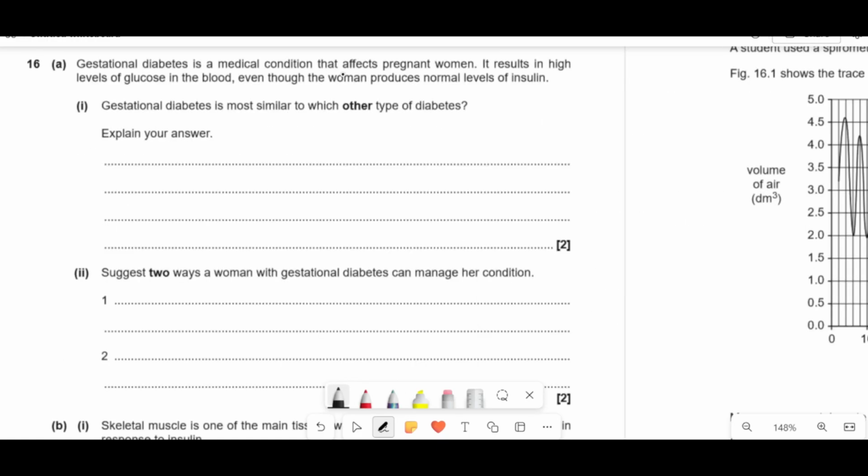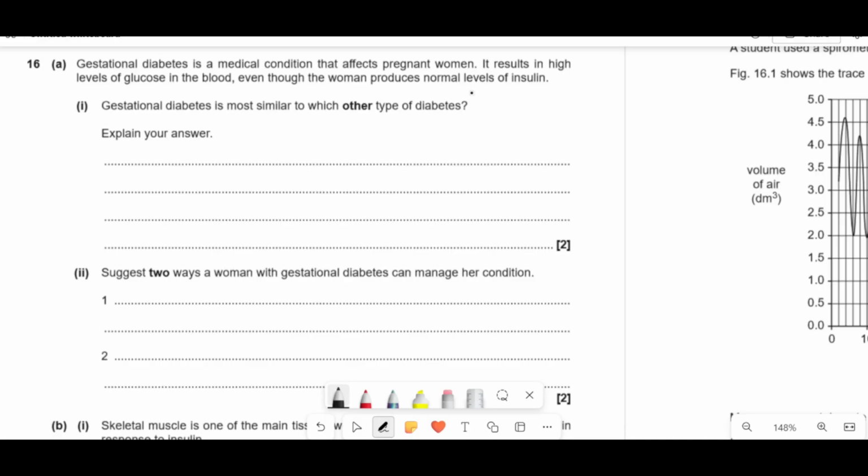Gestational diabetes is a medical condition that affects pregnant women. It results in high levels of glucose, even though they're producing normal levels of insulin. Which type of diabetes is this most similar to? So type 1 is where you are not producing insulin at all, because your beta cells have been attacked by your immune system, whereas type 2 is where you're still making insulin, but your cells are not responding to it anymore for reasons like, for example, those insulin receptors are damaged.